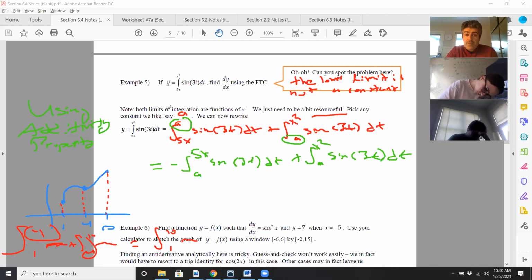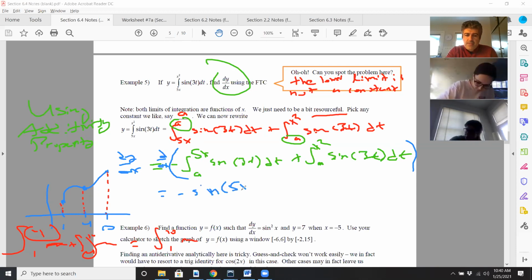So now you do the derivative of this bad boy, right? Because that's what we want. So if I take the derivative of this guy here, doing d dx here now, because that will get me dy dx. And if I do it correctly, I take the derivative of the first one, so you replace t with 5x, so it's negative sine 5x, but then chain rule times 5, plus replace t with x squared, so sine 3x squared times 2x. And there you go.